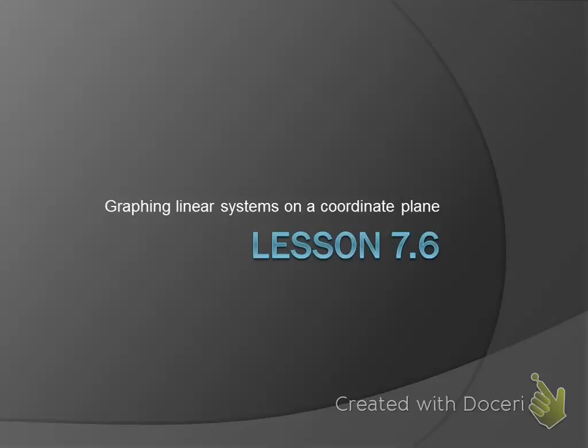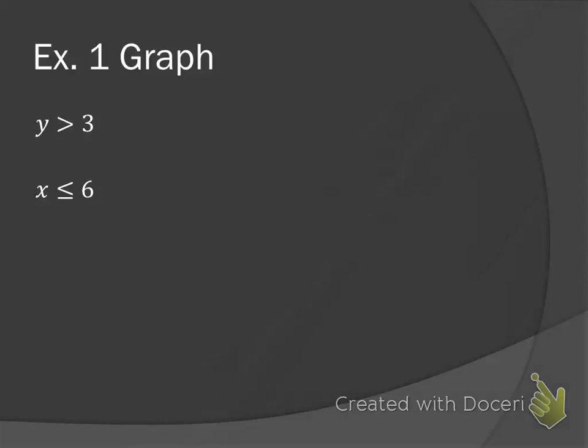Okay, what we're going to be doing in lesson 7.6 is graphing linear systems on a coordinate plane. It's actually inequalities. A coordinate plane, you know, is our x and y axis. They want me to graph both of these on the exact same coordinate plane. It's very simple, but because there is an inequality sign, I have to do it a little bit differently.